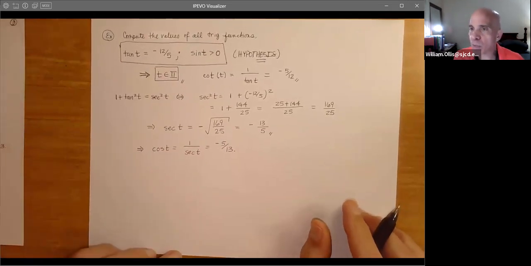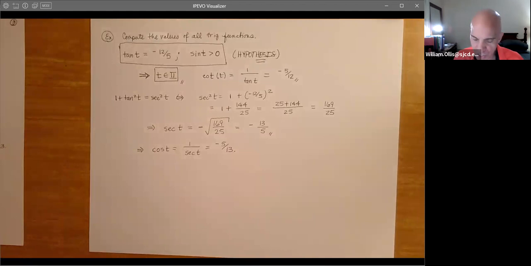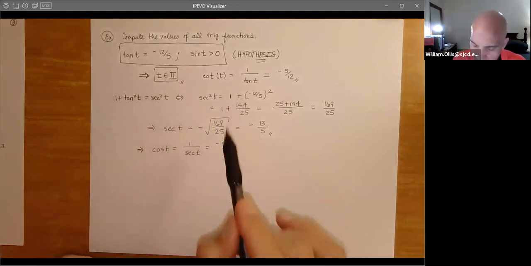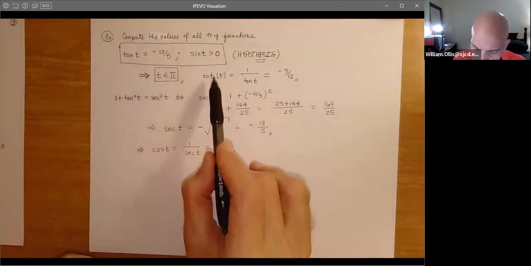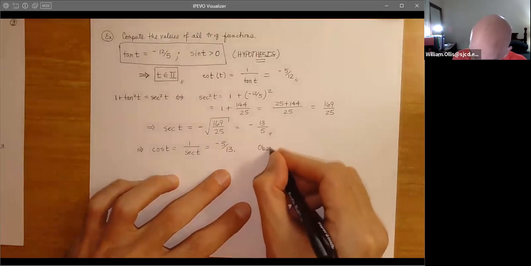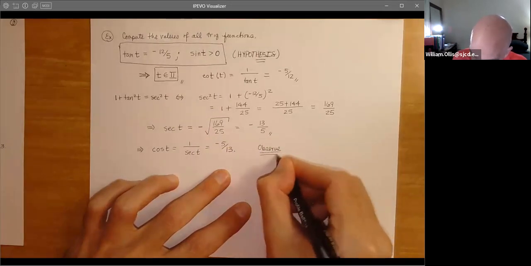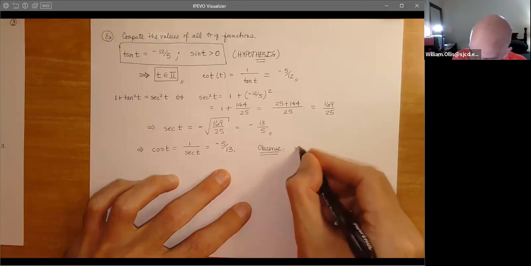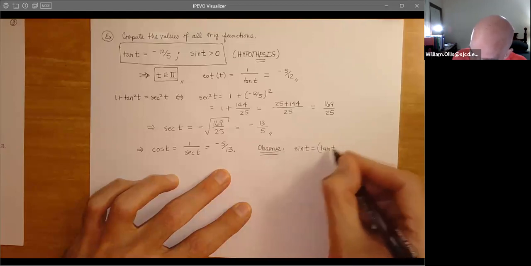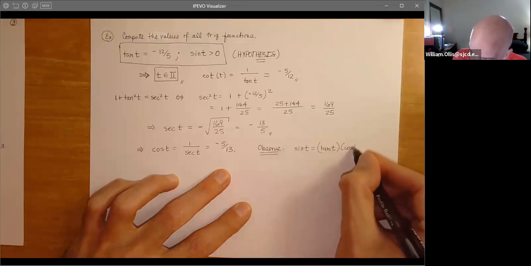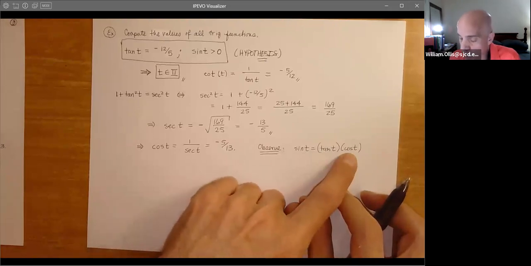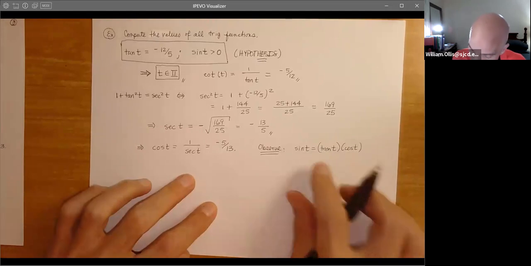Now we've done the hard part. We can just use the simple stuff to get finished. So now we've got everything except sine and cosecant. We started with tangent, we've got cotangent, we've got secant, we've got cosine, but we observe, and here's another way to think about this, that sine t is just tangent t times cosine t. Remember, tangent is sine over cosine. So if you multiply by cosine, the cosine is absorbed. So let's just go ahead and use that.